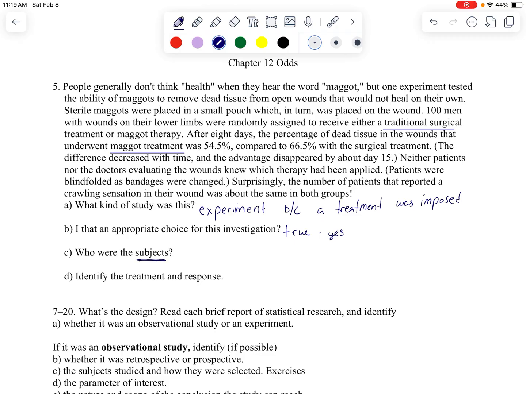Who are my subjects? Again, vocabulary laden. The subjects are the individuals that receive my treatments. So these were 100 men with lower leg wounds.